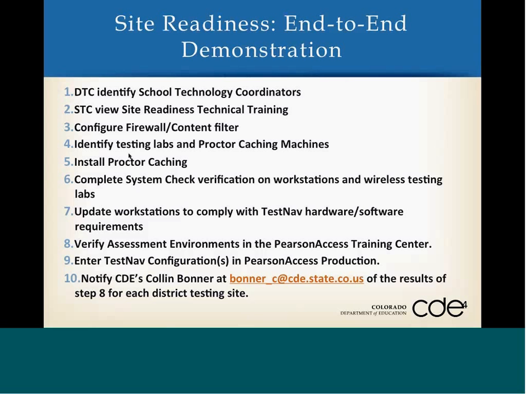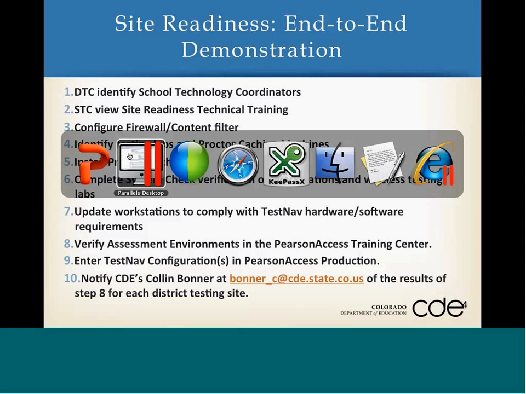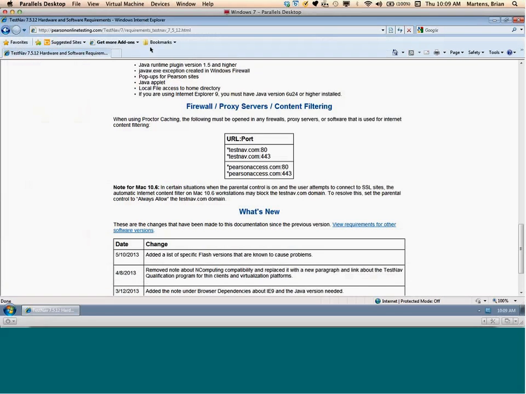And then identify your proctor caching machine or machines. You can do more than one, whether you want to do it at district or school level, but identify what machines you want to use for proctor caching. And then you're going to go to step 5, which is install proctor caching. And so I'm going to flip over to the Windows side here.